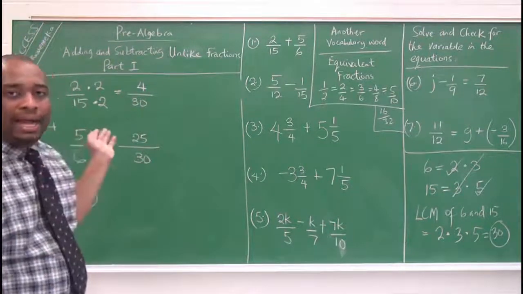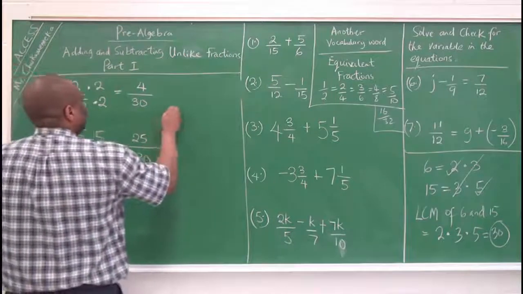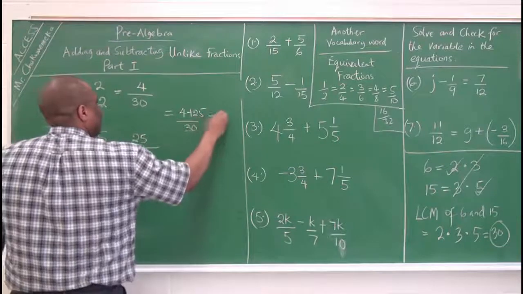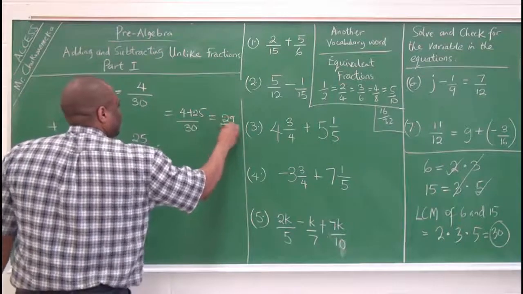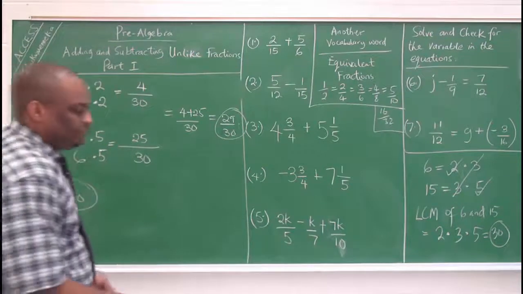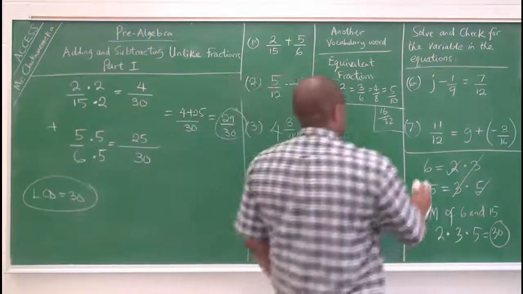So here we can now add. Okay? So this will now be 4 plus 25 out of 30. And that will give us 29 out of 30. That becomes our answer for that. All right? Okay, let's do the next one. Let's do number 2.